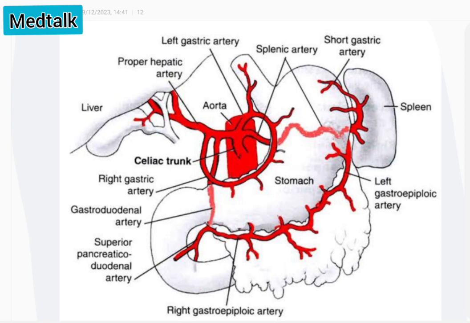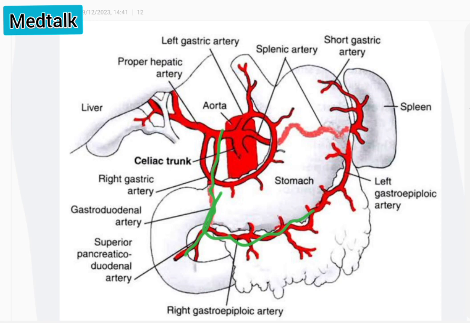Then the third main branch from the celiac trunk is the common hepatic artery. The common hepatic artery gives one branch, that is the gastroduodenal artery. Okay, this gastroduodenal artery gives two branches. One is the superior pancreaticoduodenal artery, which goes down and anastomoses with the inferior pancreaticoduodenal artery, which is a branch from the superior mesenteric artery. It also gives the second branch, that is the right gastroepiploic artery, which anastomoses with the left gastroepiploic artery and supplies the greater curvature of the stomach.